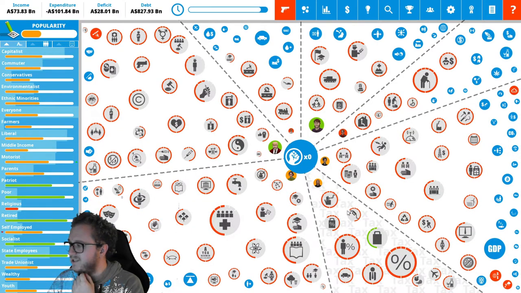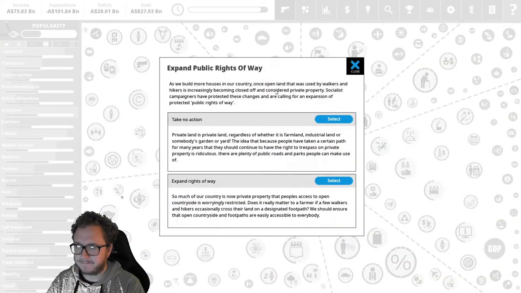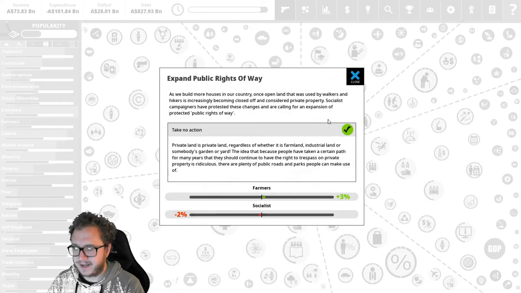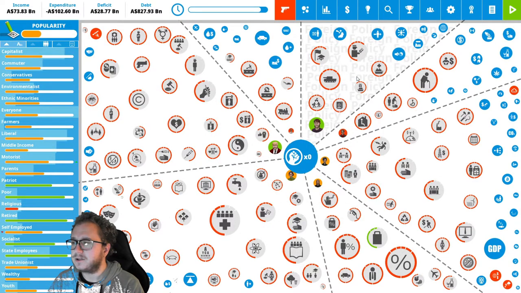Okay, so this is going to bring us around to the first election. Now, we might struggle with this. So, expand public rights of way. As we build more houses in our country, once open land that was used by walkers and hikers becomes private property, social protests of these changes. Going to take no action at this point, just because I feel like it's too early in my term to take that sort of action.